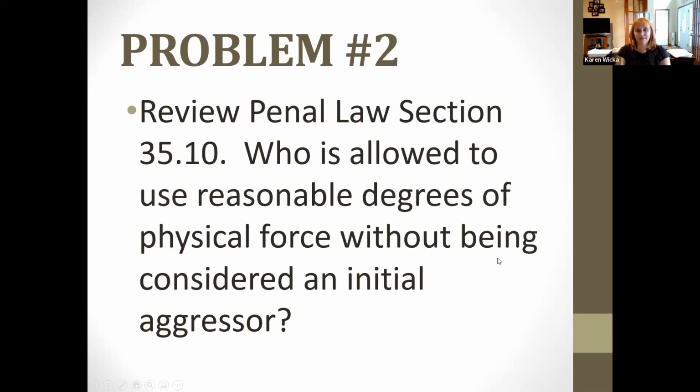The next question is 35.10. Who is allowed to use a reasonable degree of force without being considered an initial aggressor? So there are certain situations where somebody can use force, just reasonable force, not deadly force. They can use reasonable force to do something without being considered the initial aggressor, even if they're the first one to use force. Okay, so I'll give you a hint. Do police officers have to wait to be harmed before they can arrest or touch or restrain a person? No. So there are situations where it may be reasonable for somebody like a police officer to use some level of force, even if no force was being used against them. There's a list of people, so make sure you look at that list.